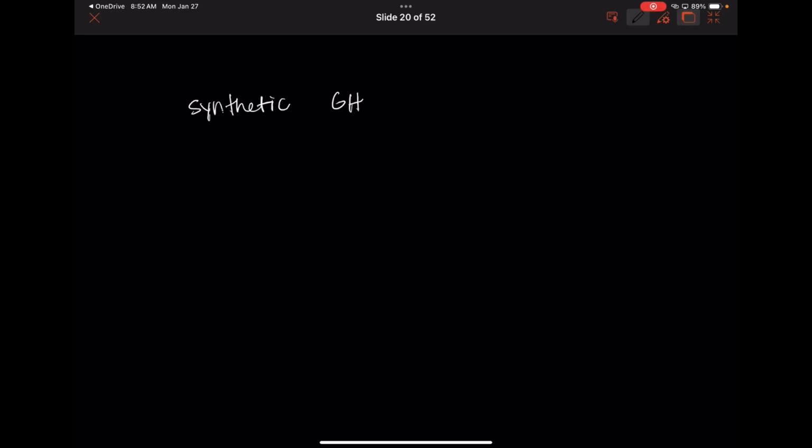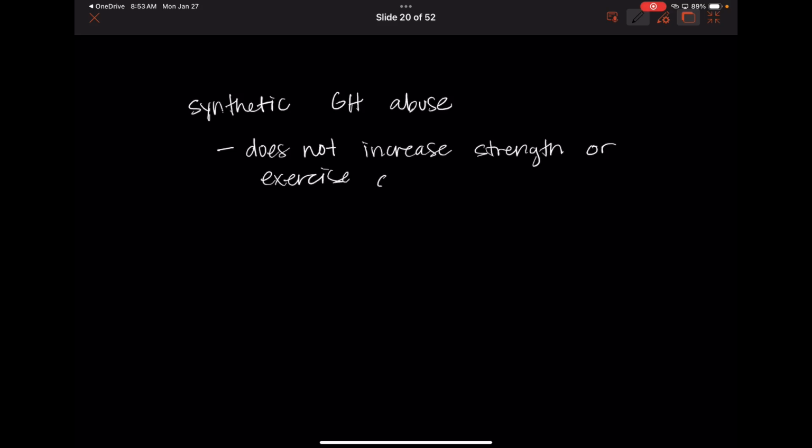Synthetic growth hormone or human growth hormone abuse. While it may give the results that they want with the increased growth in areas, studies have shown that synthetic growth hormone does not significantly increase strength or exercise capacity. So you may get the look of being toned and more muscular, but it doesn't really have any functional effect.